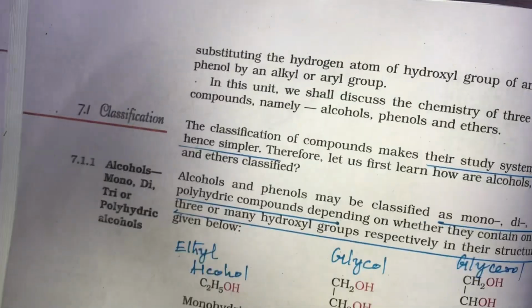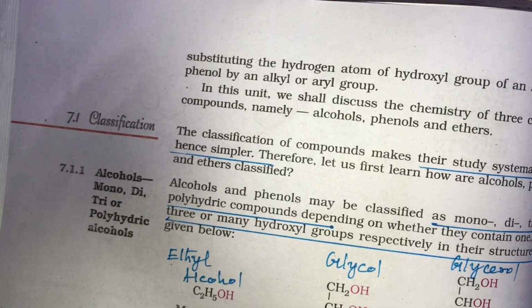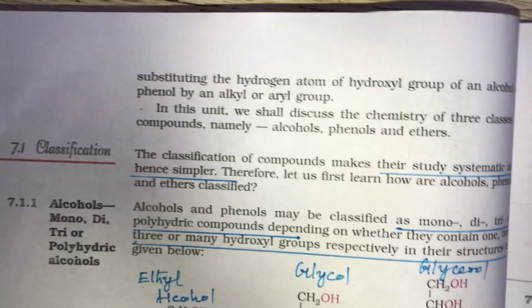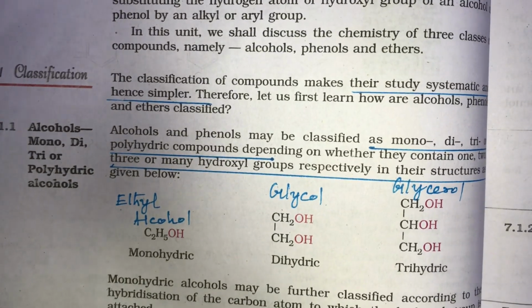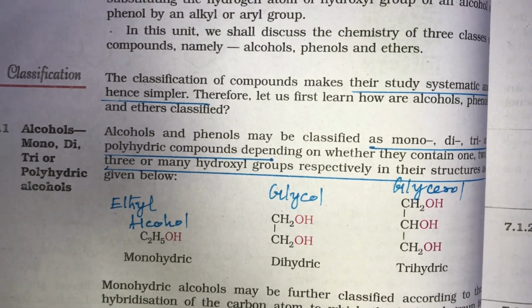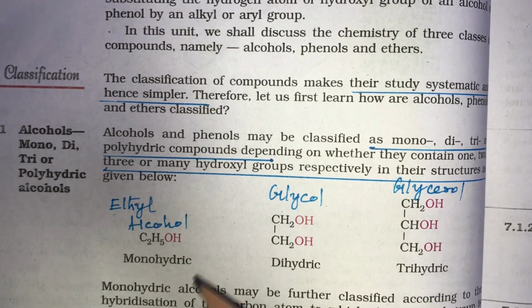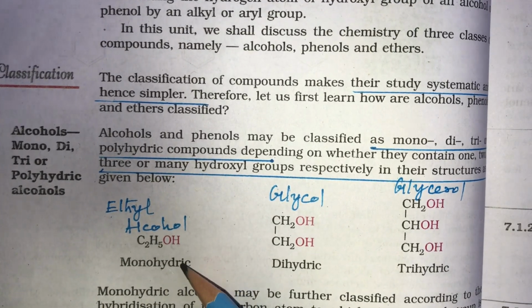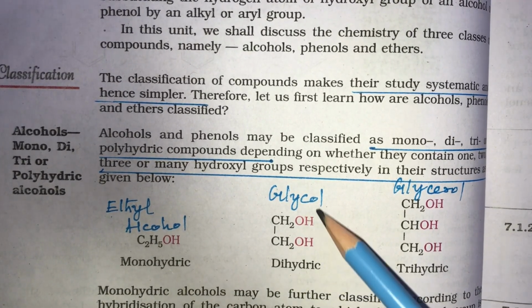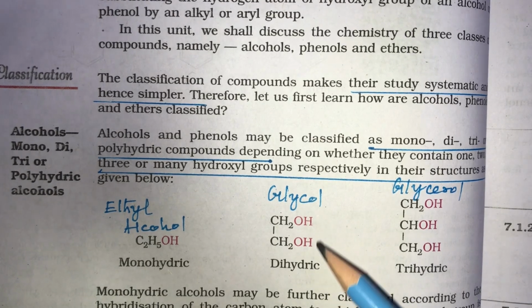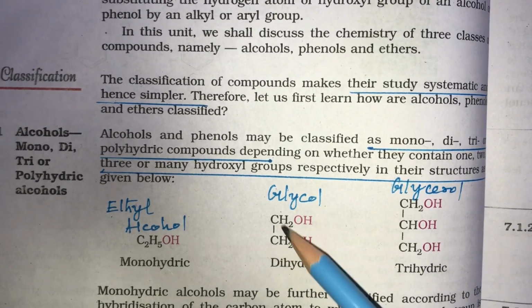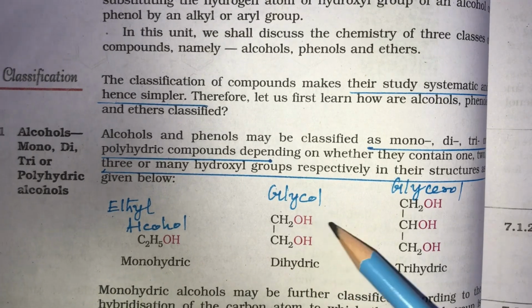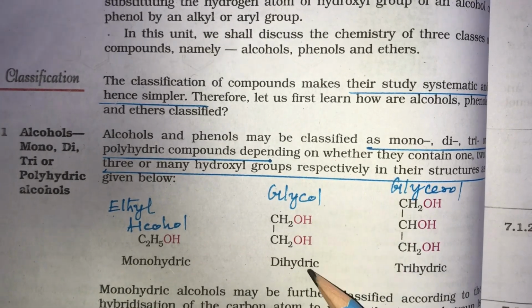The next one is classification of alcohol. Depending upon the number of hydroxyl groups attached to the hydrocarbon, it is classified as mono, di or tri. Methyl alcohol and ethyl alcohol are monohydric alcohols, containing only one OH group. Dihydric alcohol contains two hydroxyl groups. In ethane, two hydrogens are replaced by two hydroxyl groups, commercially known as glycol.